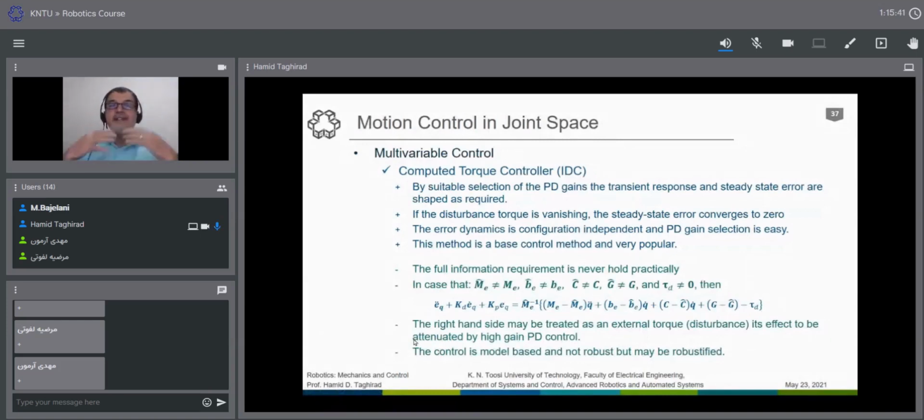We have a trade-off here to find what would be the right choice for the system. And the final thing, this is a model-based control.